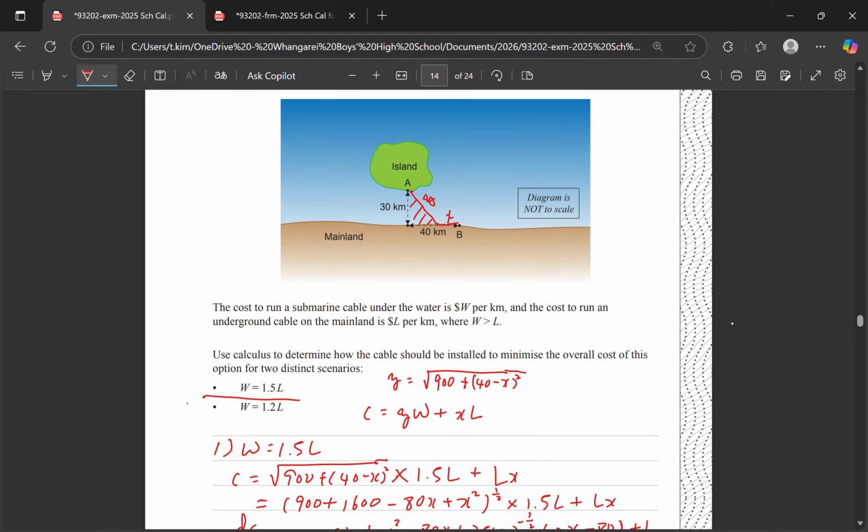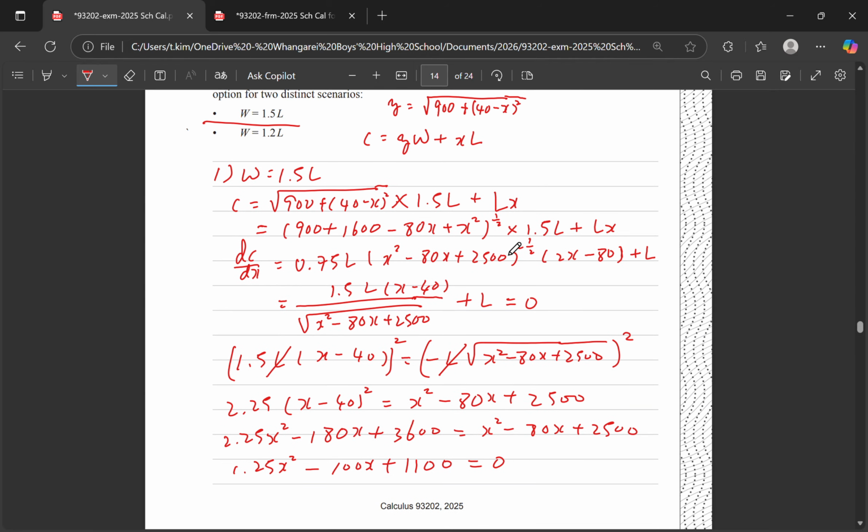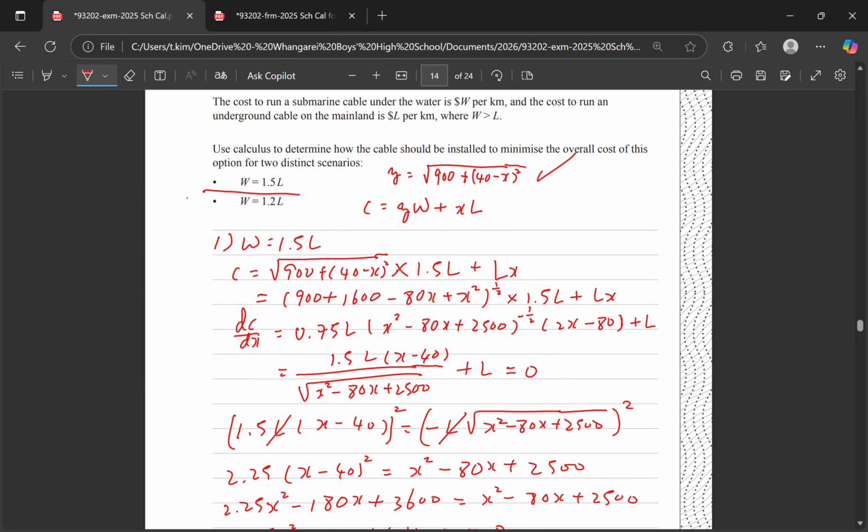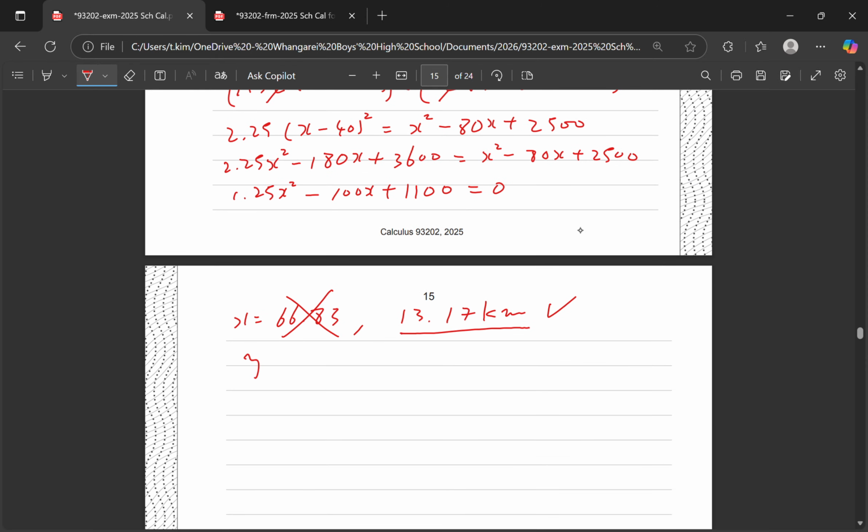So when x is 13.17, if you plug that into this equation, then y becomes 40.249, let's round to 2 decimal places, 40.25 kilometers. So when x is 13.17 kilometers, y equals 40.25 kilometers. This is under the water, so that way you can minimize the cost.